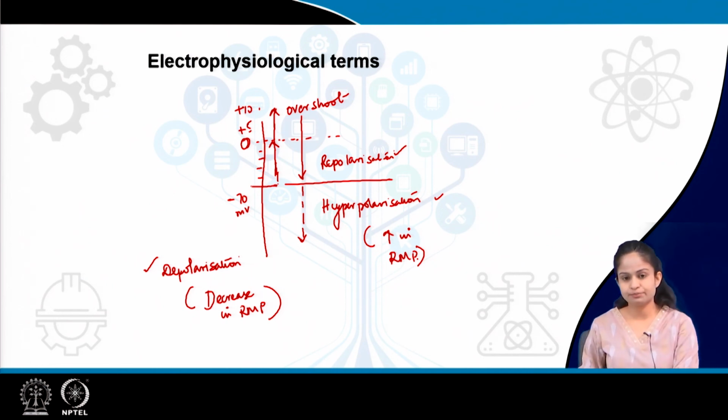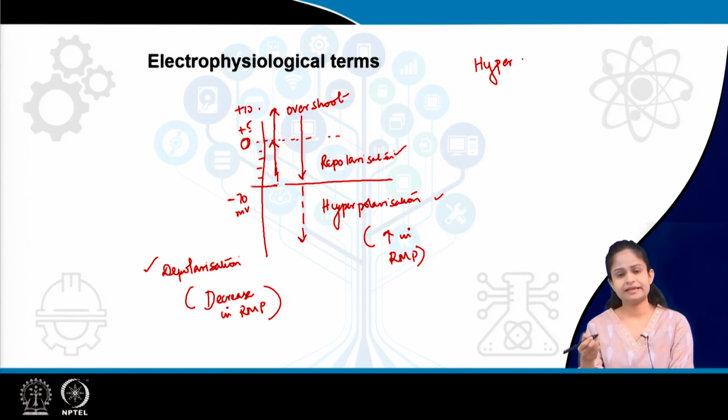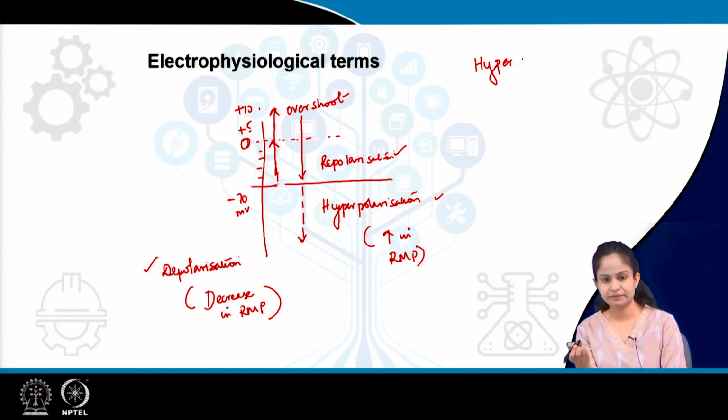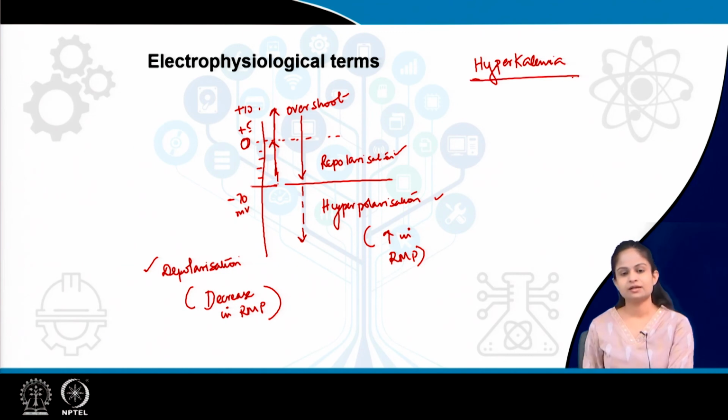Now, this is very important in case of hyperkalemia. A few conditions are there, say hyperkalemia, hypokalemia or hypercalcemia. Often it is asked what the state of the resting membrane potential is, whether it will decrease or increase. Hyperkalemia is usually a condition where the potassium ion concentration gets increased in the extracellular fluid.